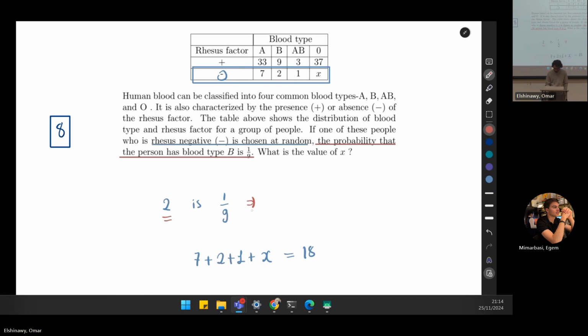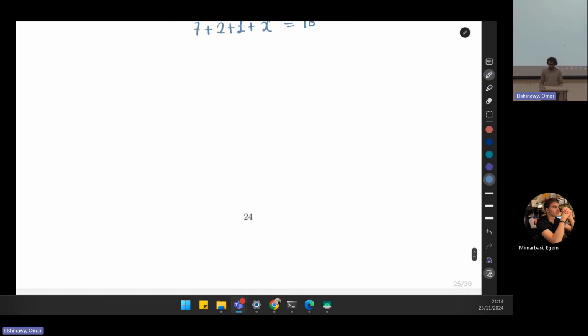Then 7 plus 2 plus 1 plus X is going to be 9/9, right? So it's 18 people total. And then you just sum up the numbers and then it works. But yes, this is very good.